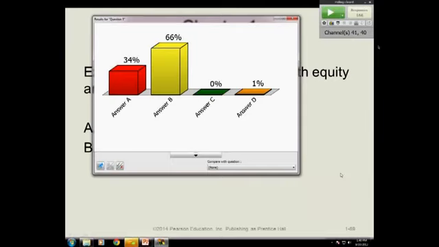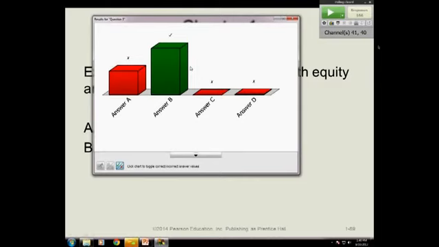Dividends reduce equity. Expenses reduce equity, but what reduces income? Only expenses. All right, so only expenses reduce both. So the answer to that question is false. It's true they both reduce equity, but only expenses reduce income.